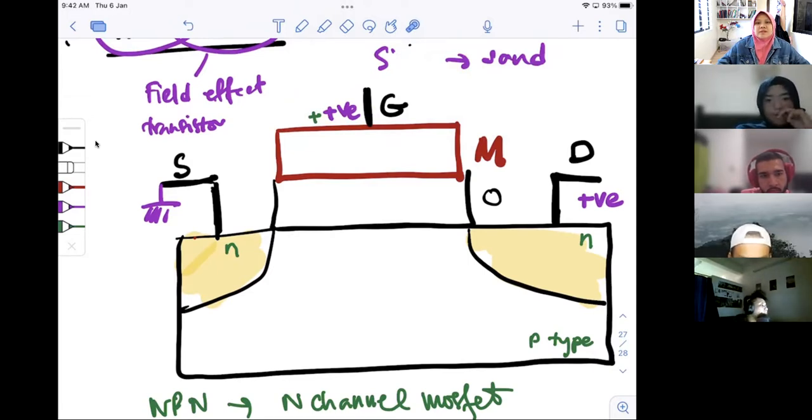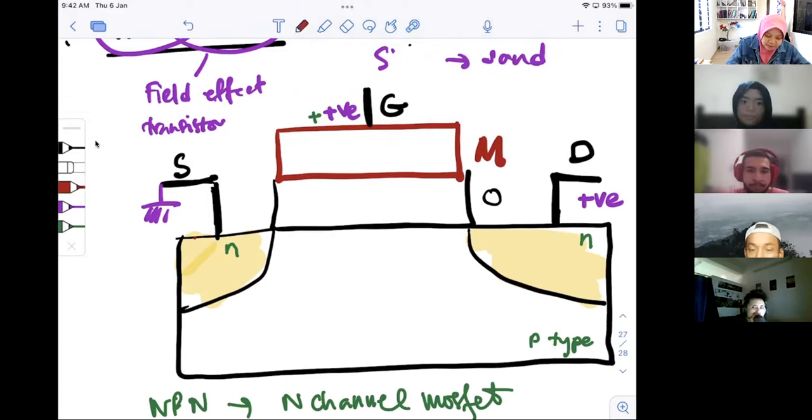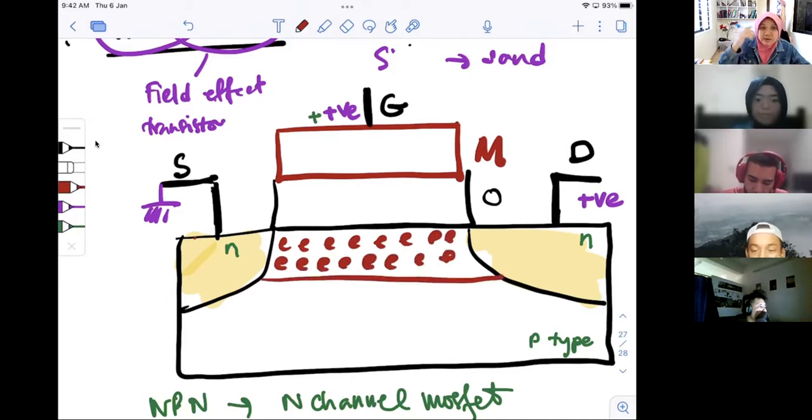Would there be even more minority carriers at the top? Good. So what happens is more minority carriers will be attracted. So if I'm going to draw, maybe now it becomes 2 levels. The channel will be thicker. Okay, the channel will be thicker.